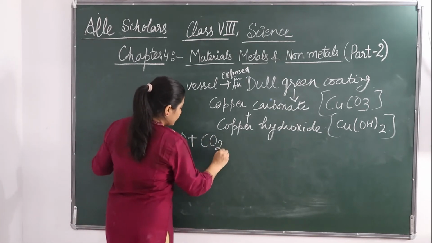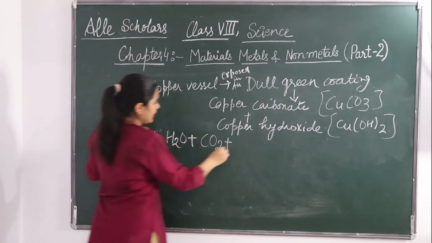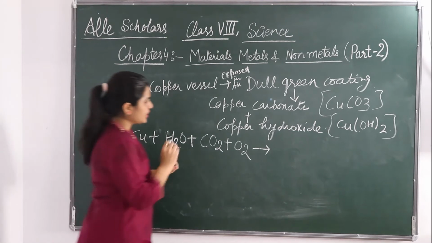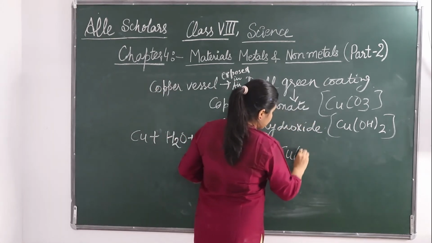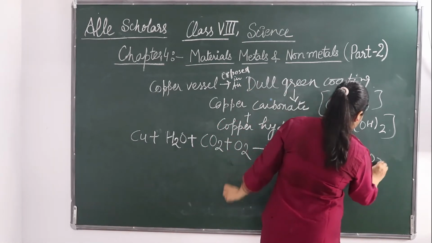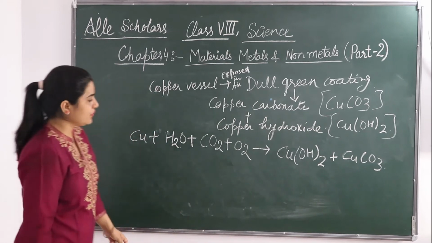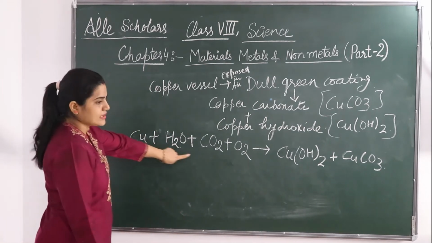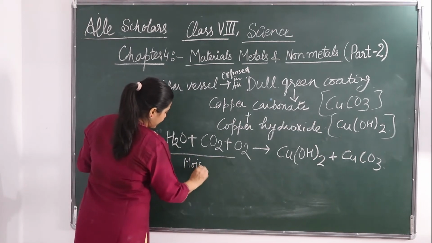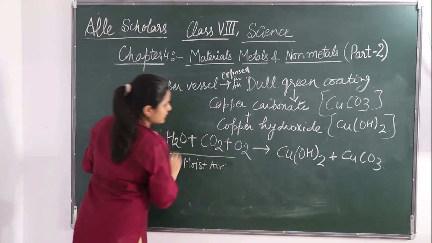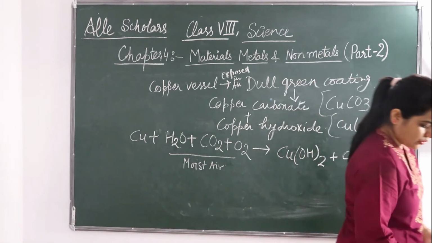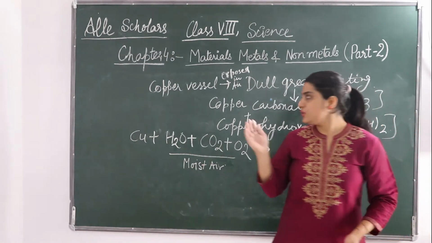Air, oxygen, carbon dioxide and oxygen both are going to be there. So the solution forms are copper hydroxide plus copper carbonate, CuCO3. So this one is a moist air. Moist air is there. So this is about copper vessels. We have seen about iron vessels also. So this was all about reaction with oxygen.